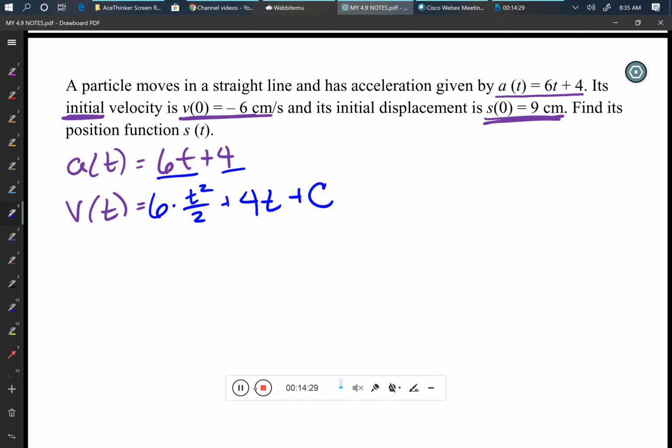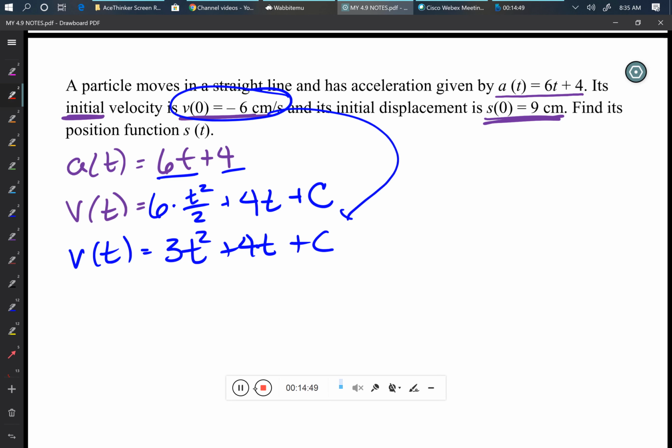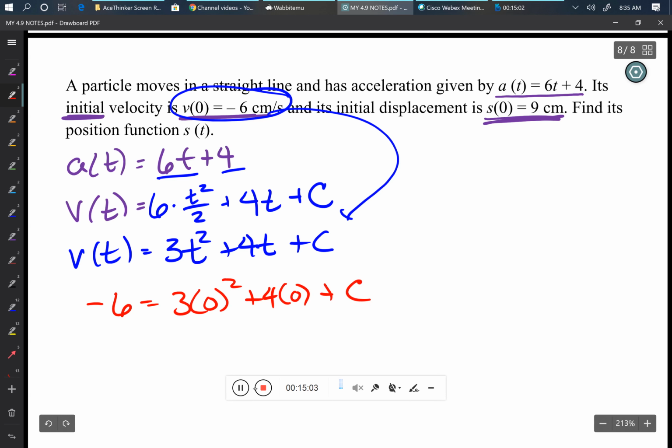Now, if possible, I'm going to solve for c at this point. So I know that v of t is equal to 3t squared plus 4t plus c, and I'm going to use this because I can to solve for c. I couldn't solve for c on the first step in the last problem because I didn't have derivative information. But now I do. I have v sub 0. I have negative 6 is equal to 3 times 0 squared plus 4 times 0 plus c, or that c is equal to -6.